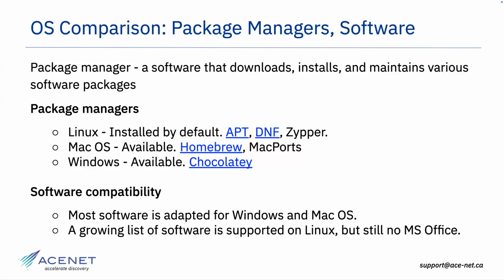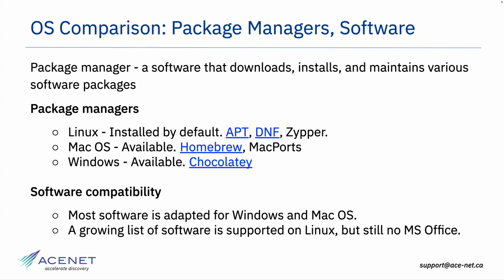RPM is the package format for the Red Hat-based Linux family and OpenSUSE, while Deb is the package format for Debian-based distributions. APT is the package manager for Deb packages, while RPM packages are managed by DNF, the successor of YUM.